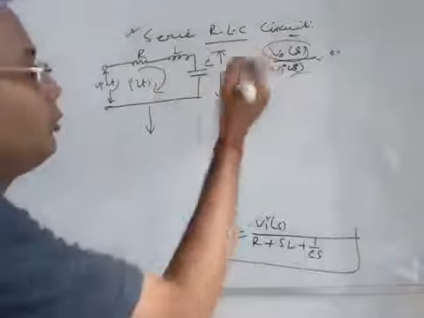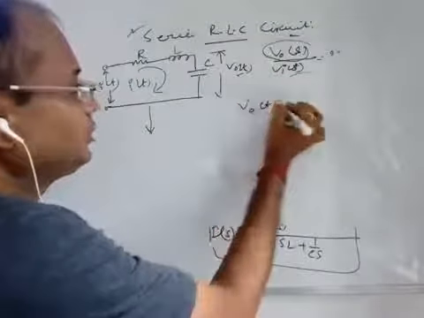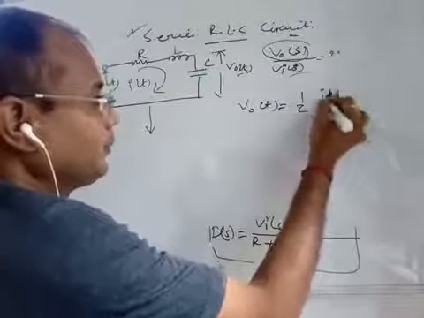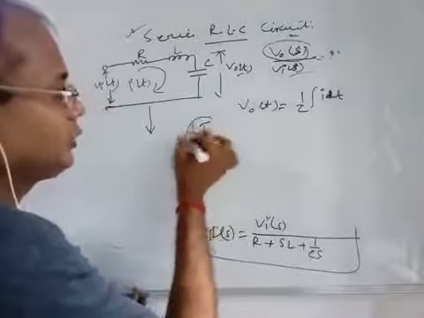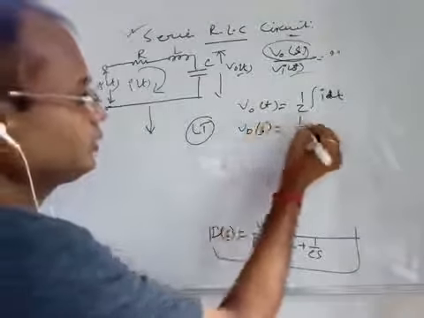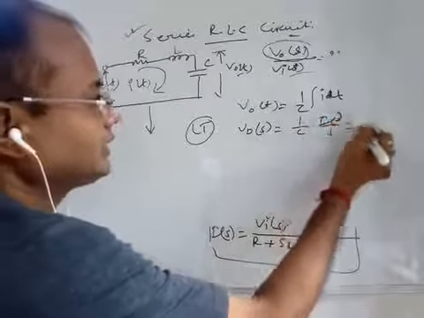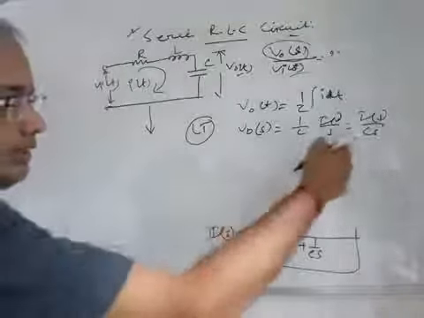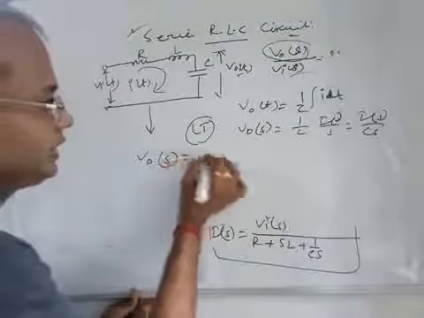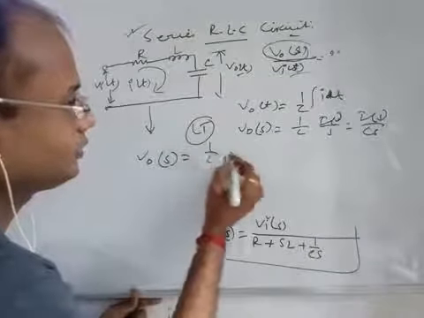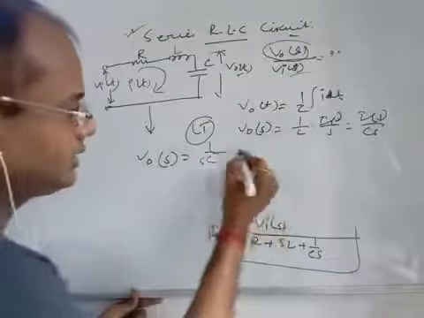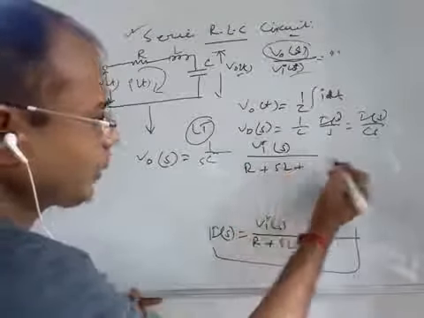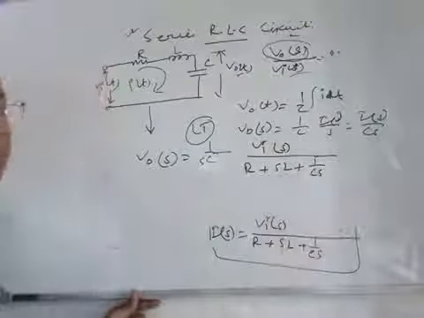So what are we getting? This is v0(t), the voltage across the capacitor, 1 by C ∫i dt. Taking the Laplace transform on both sides, V0(s) will be equal to 1 by C times I(s) by s, that means I(s) by Cs. Now putting the value of I(s) here, you will get V0(s) is equal to 1 by sC times I(s). Instead of I(s) we write Vi(s) by R plus sL plus 1 by Cs, right?